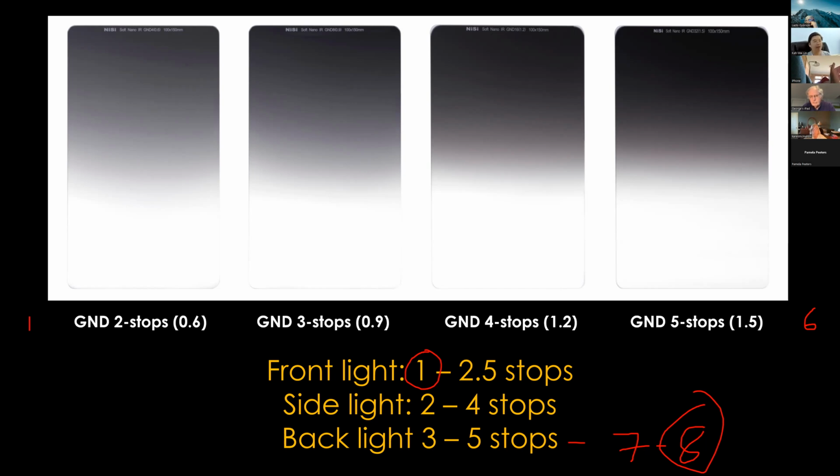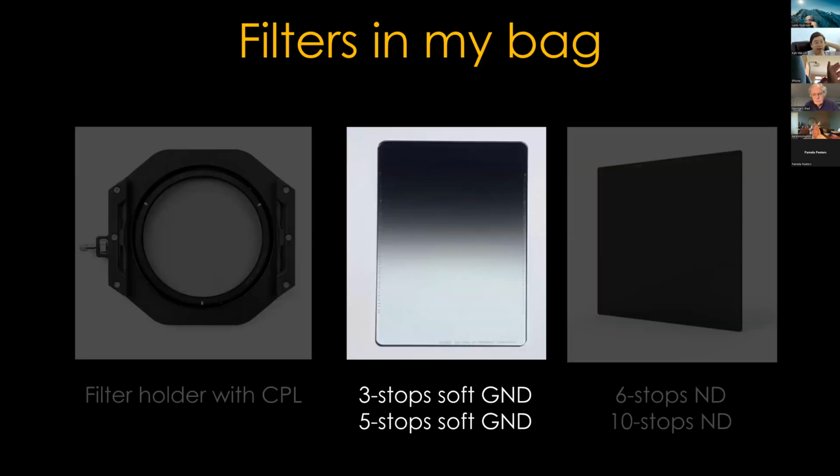But it's not so practical to buy all the filters, 1 to 6 stops, hard and soft and medium GND, and end up buying like 20 pieces of glass and bringing them to the field and not knowing what to do with them. So what I recommend, if you are in the market for buying GND filters, is these 2 pieces of filters, a 3-stop and a 5-stop soft GND. The reason is very simple.